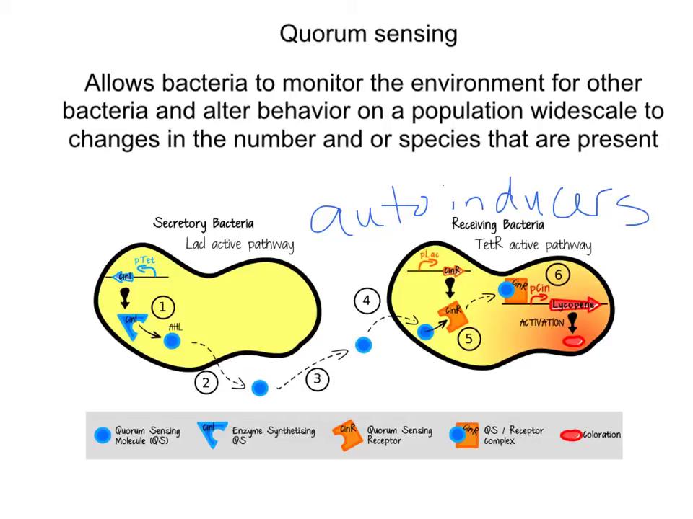And so what this does is it allows the bacteria to monitor their environment. And they can monitor for what other bacteria are there, how many bacteria are there, and then they can alter or change their behavior as a population. So on a population level, they can change and they can have a response to either the number or the type of bacteria present. So y'all don't need to memorize this picture or anything. I just want you to see that you've got quorum sensing happening here. These two bacteria are going to interact with one another and have a collaborative type of response.